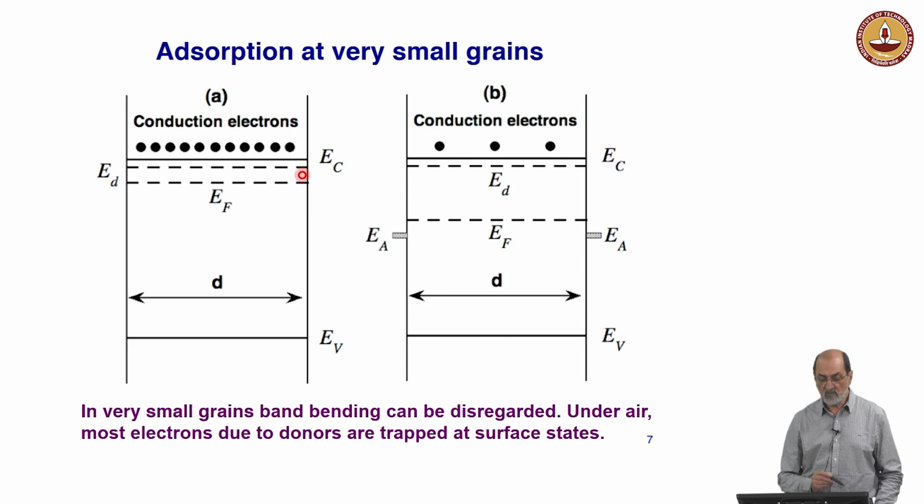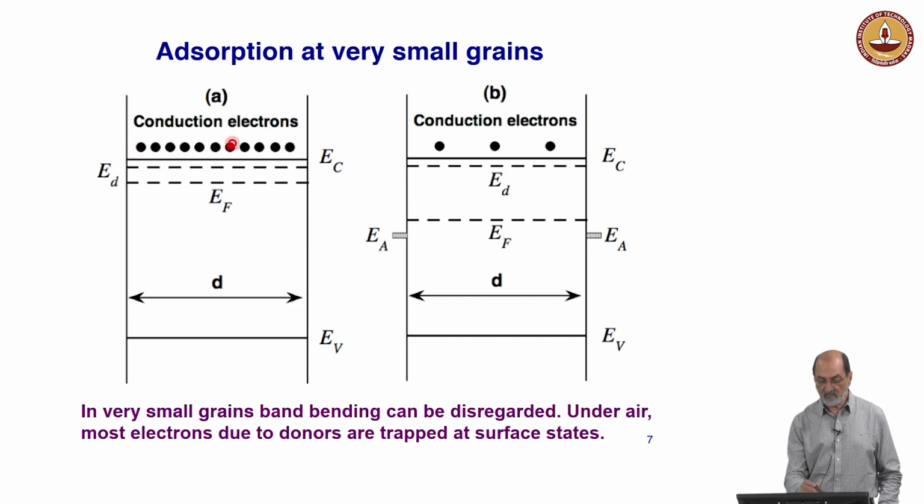We don't have much absorbed at the surface. This is going to be very conductive because the Fermi level is going to be up. If we don't have any acceptor level at the surface, the Fermi level is going to be quite close to the bottom of the conduction band.